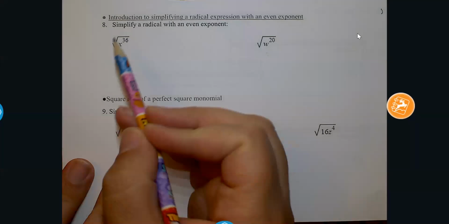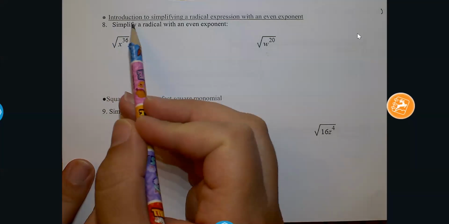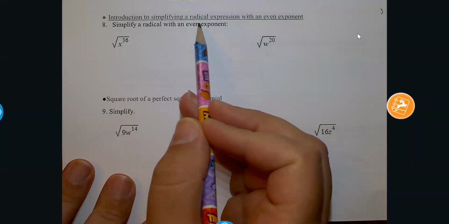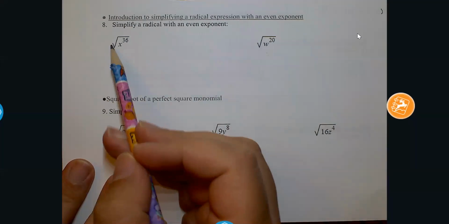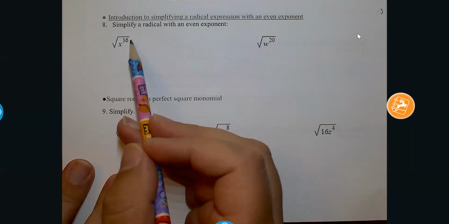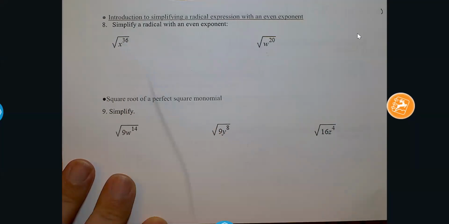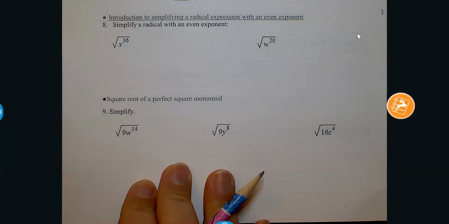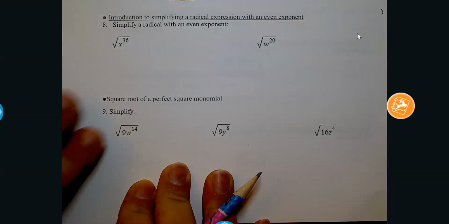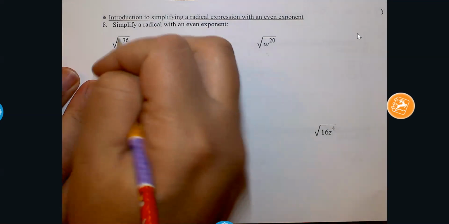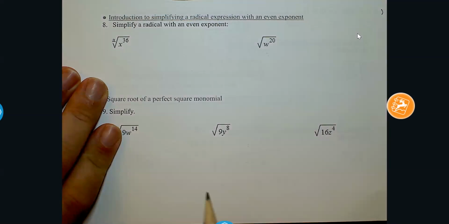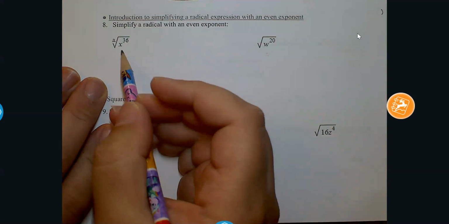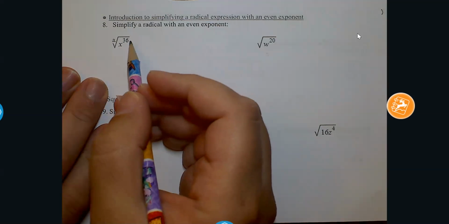Okay, our next topic we're going to get into is we're going to start talking about introduction to simplifying a radical expression with an even exponent. So we have a square root and it has an even exponent underneath that square root. We're going to talk about what that actually means. So this is a square root. I know we don't write it. You don't usually write it when you have a square root, but there is a little 2 out here that's supposed to be there. So we have the square root of x to the 36.